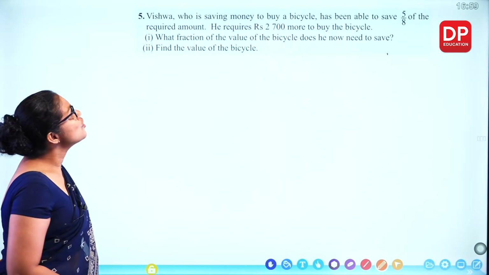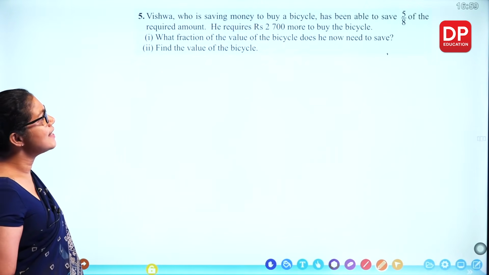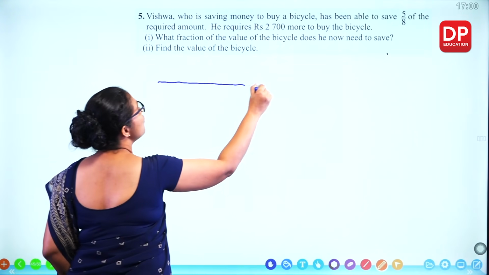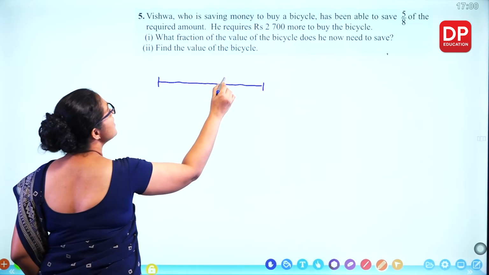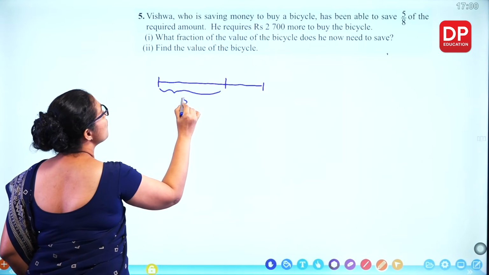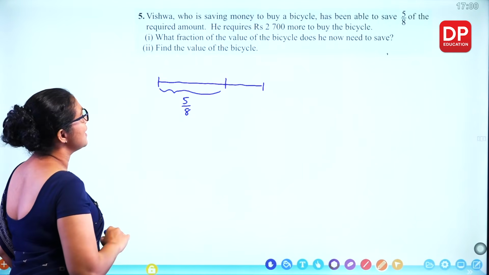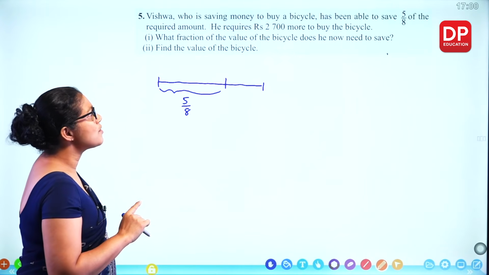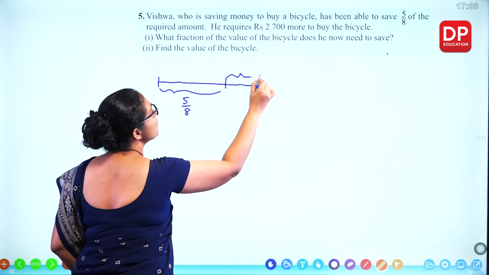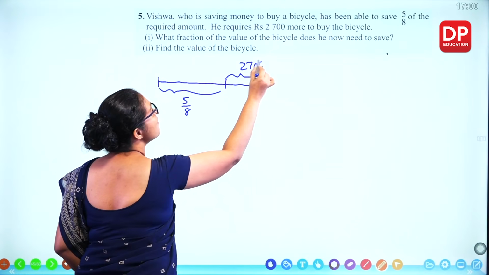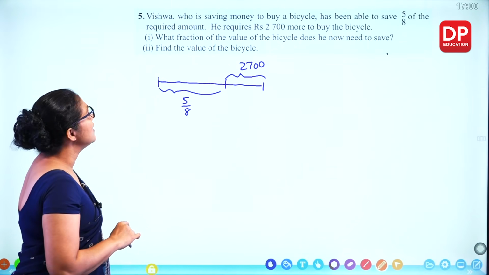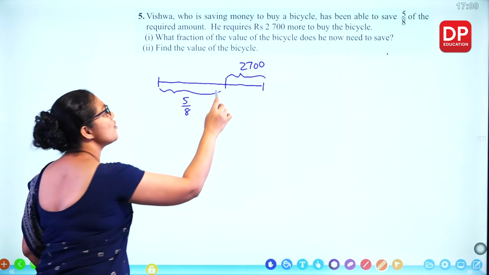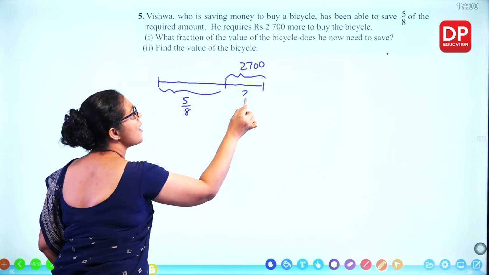So fifth question, Vishwa, who is saving money to buy a bicycle, has been able to save 5/8 of the required amount. If you take the full parts, so he saved 5/8 of that to buy the bicycle. But this is not enough. So he requires 2,700 more. He needs 2,700 more to buy the bicycle. What fraction of the value of the bicycle does he now need to save? So they are asking, what is this fraction?